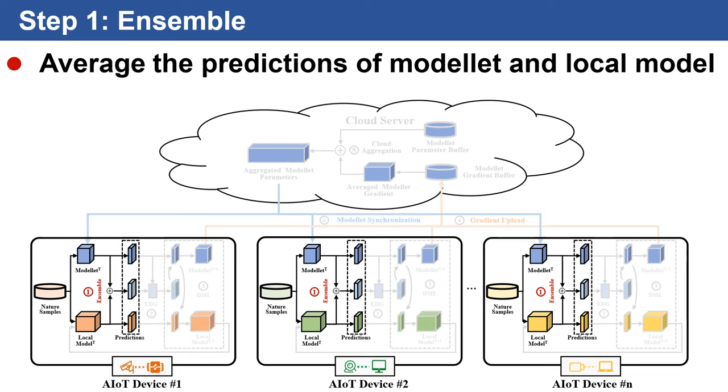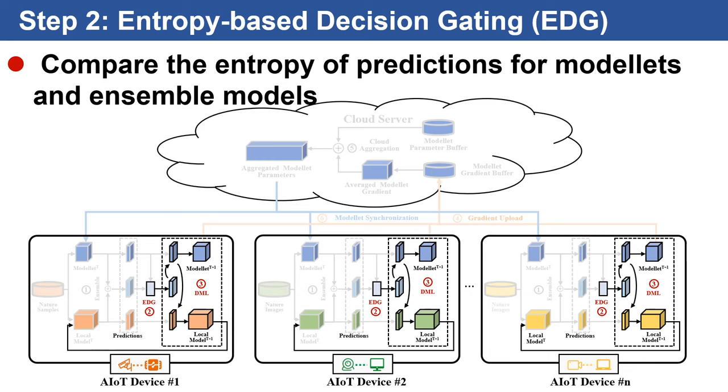The second step is entropy-based decision gating. To judge the quality of knowledge that can be shared between modulates and local models, we propose the entropy-based decision gating method, which compares the entropy of predictions between modulates and ensemble models.